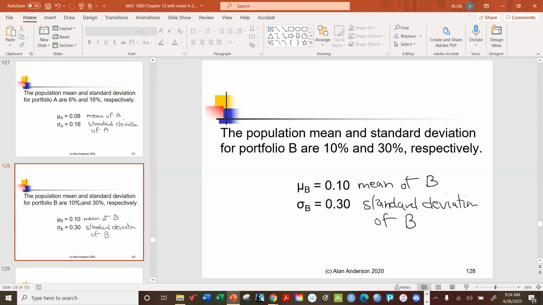Now, I also want to mention one more thing. You notice how I've converted these percentages into decimals. That is usually the best approach. It helps us avoid mistakes. Okay, so even though it says 10% and 30%, I've converted them into 0.10 and 0.30 just because it usually makes it harder to make mistakes that way.